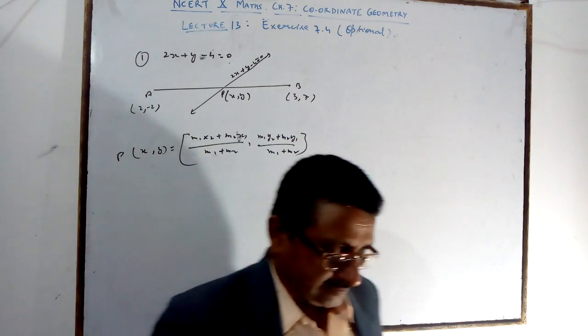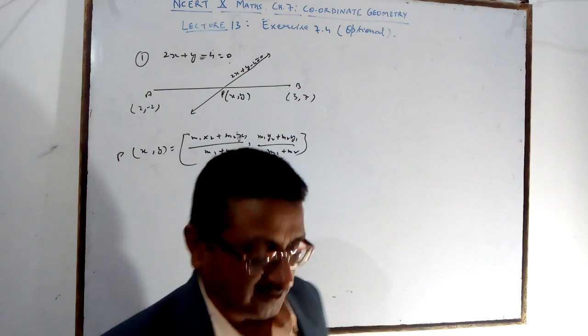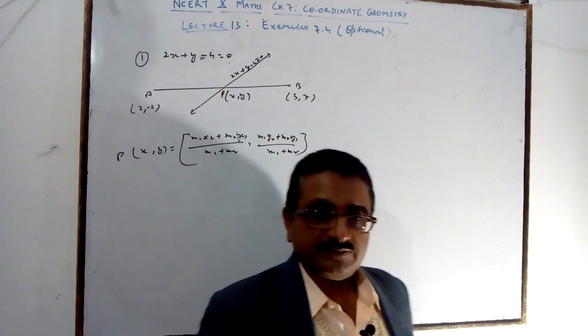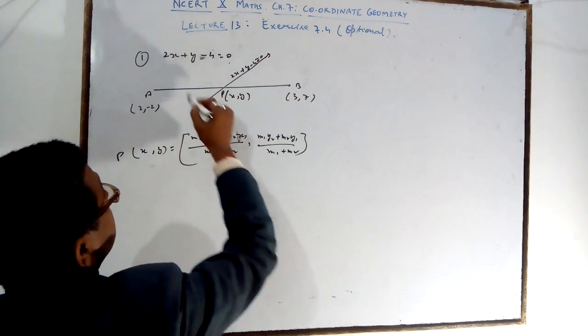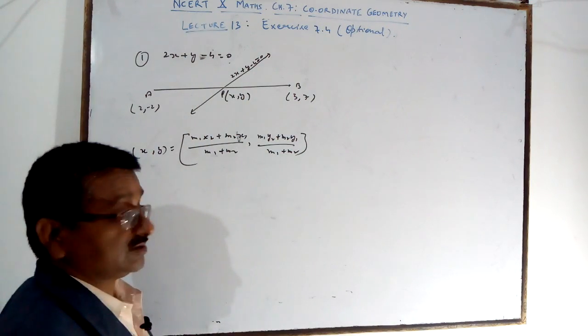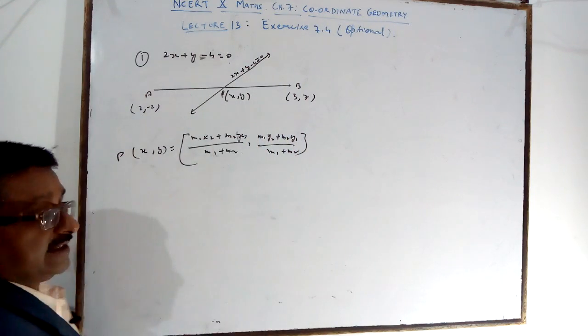Hello friends, you are studying exercise 7.4 of coordinate geometry. In this, a question is given: a line 2x plus y minus 4 equal to 0 divides the line segment AB into two parts. Find the ratio of this.